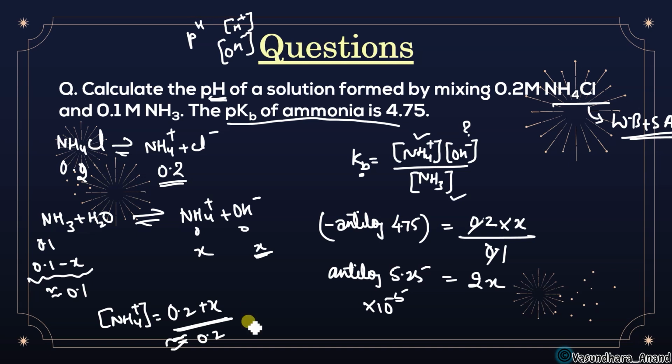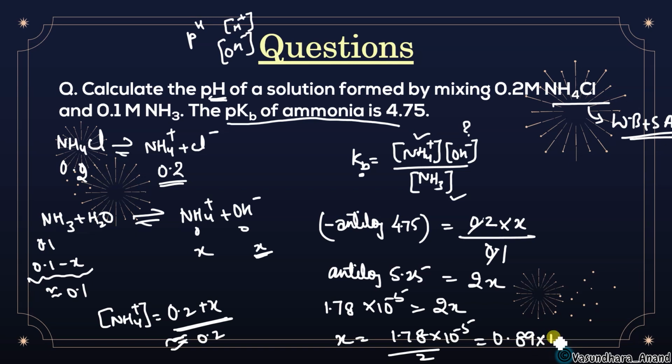That is coming 1.78. This much is coming, which is equal to 2x. So here x you can find: 1.78 into 10 to the power minus 5 divided by 2. That means it is going to come 0.89 into 10 to the power minus 5.